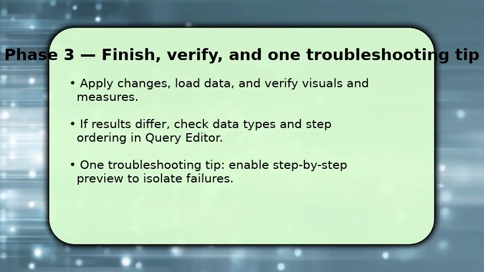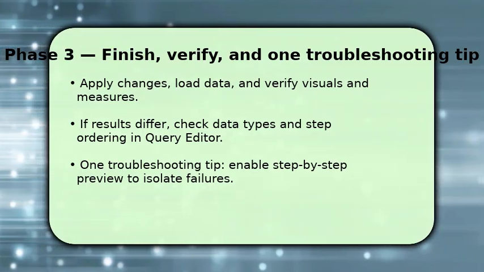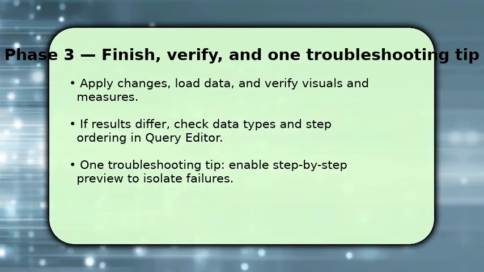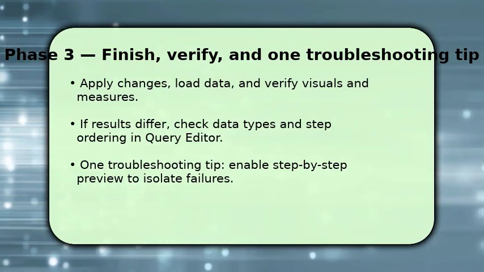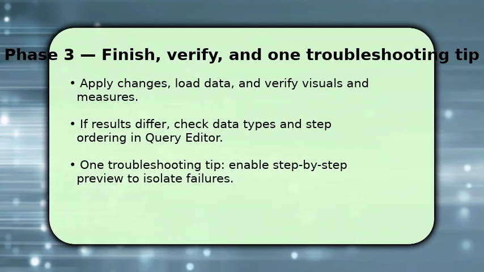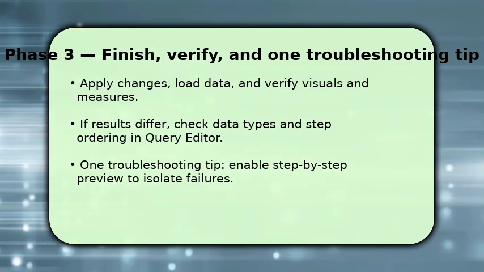Then verify that visuals, filters, and measures work as expected. If something breaks, first check data types. Text versus numeric can change behavior, and confirm the order of query steps, since earlier changes affect later ones.